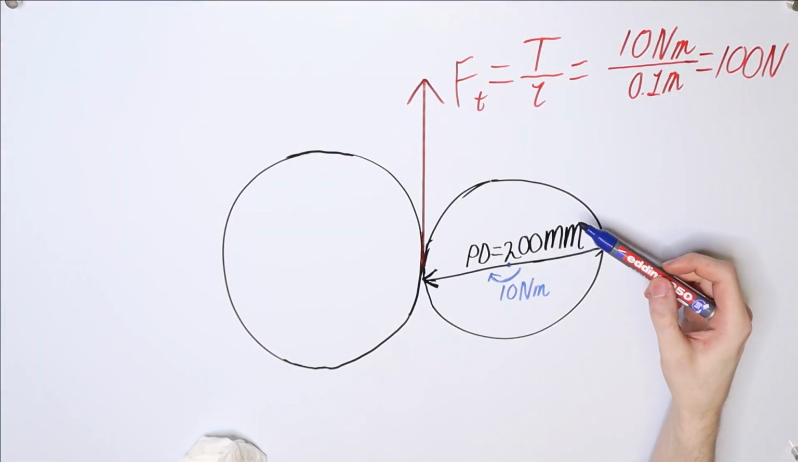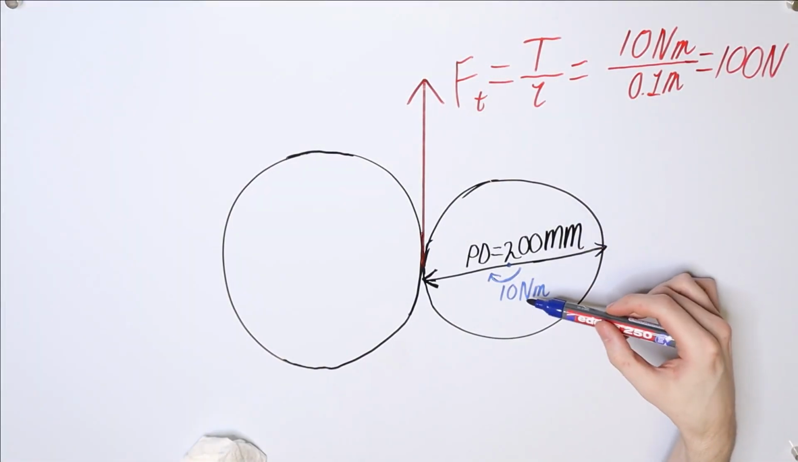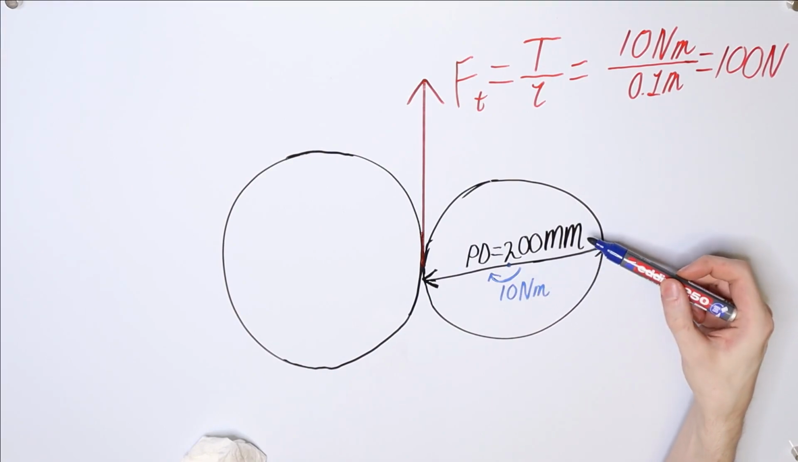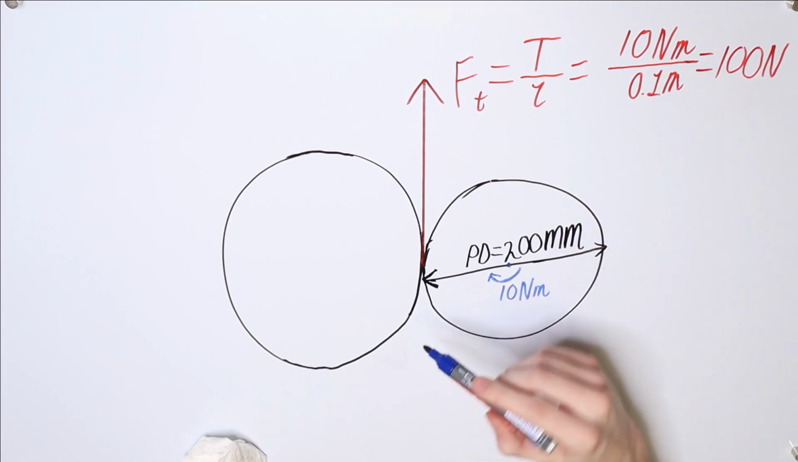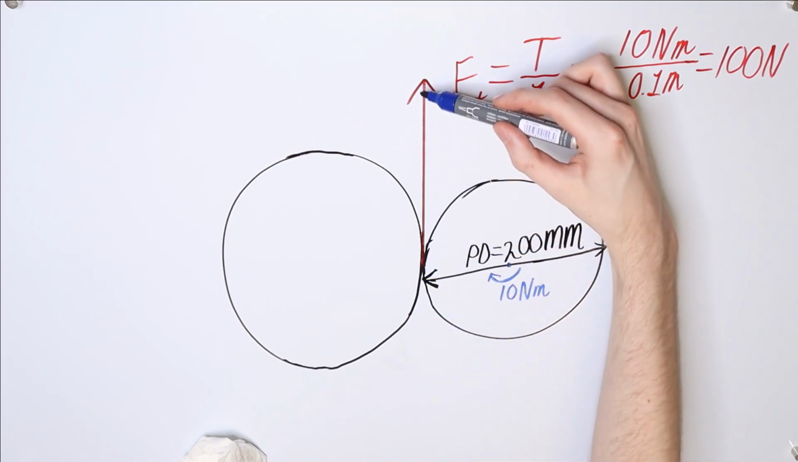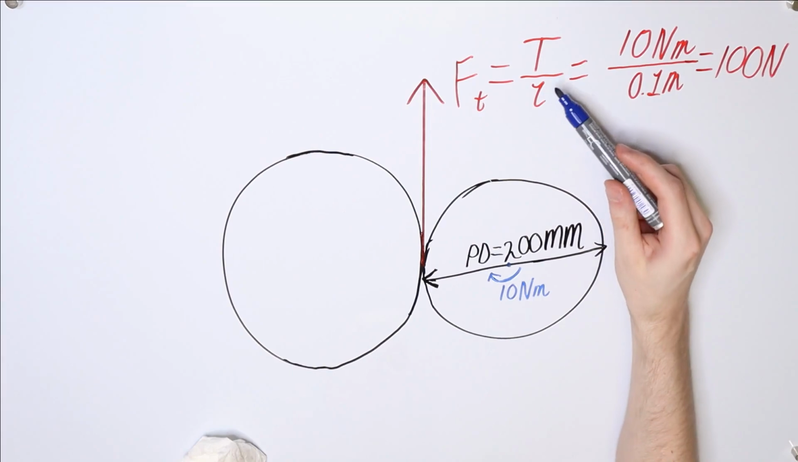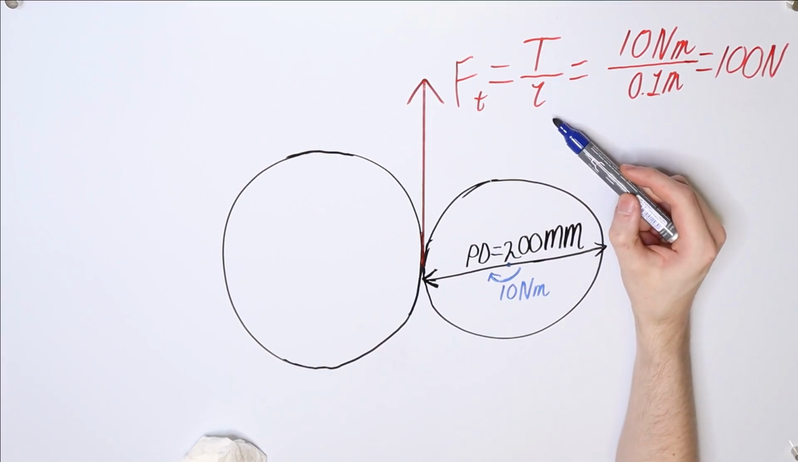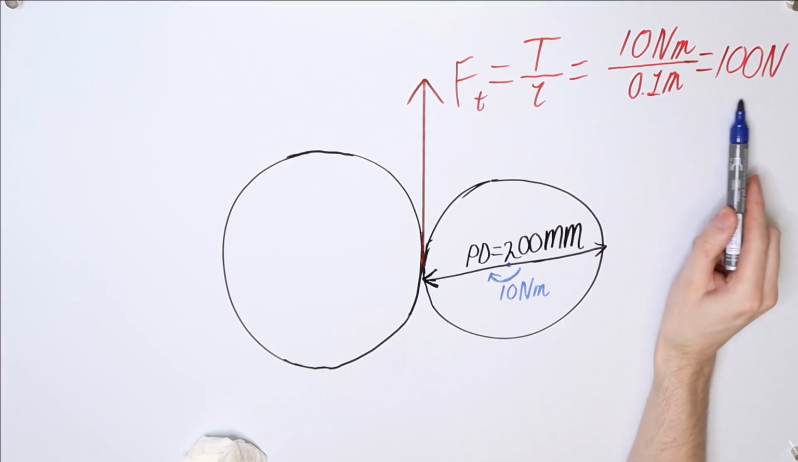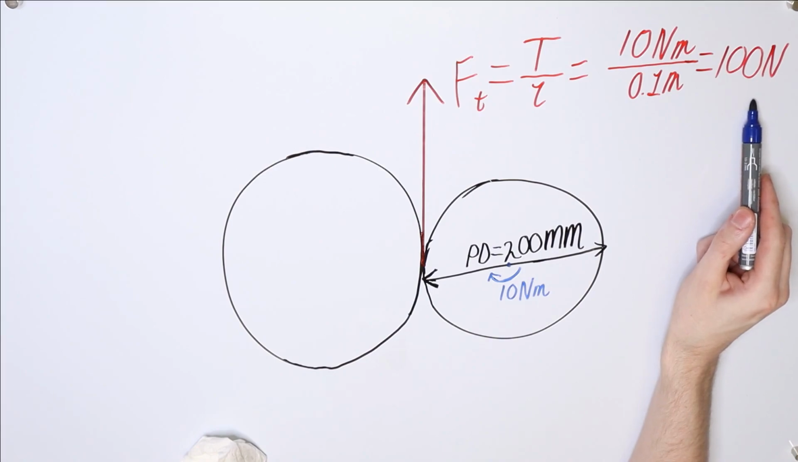Let's suppose you have two gears in mesh, and through one gear you put 10 Newton meters, and that gear has a pitch diameter of 200 millimeters. In that case you will get a force along the tangent here that is equal to the torque divided by the radius. In this case that force will be about 100 Newtons.